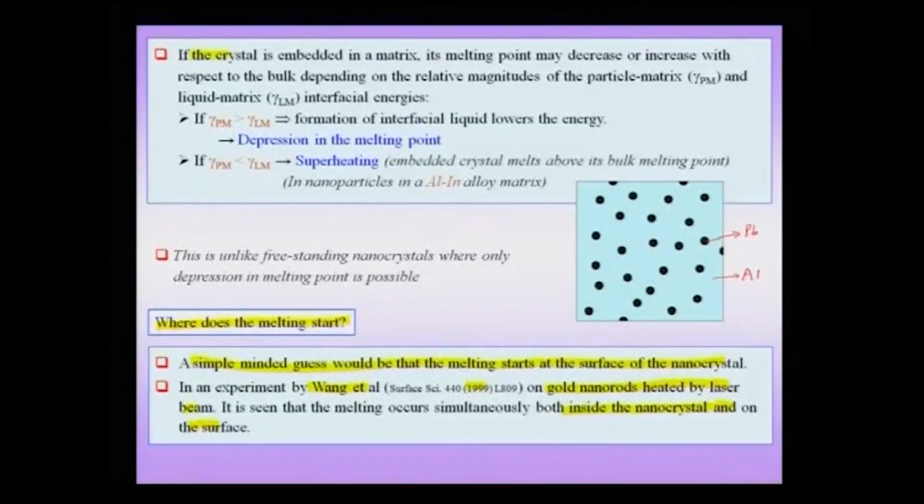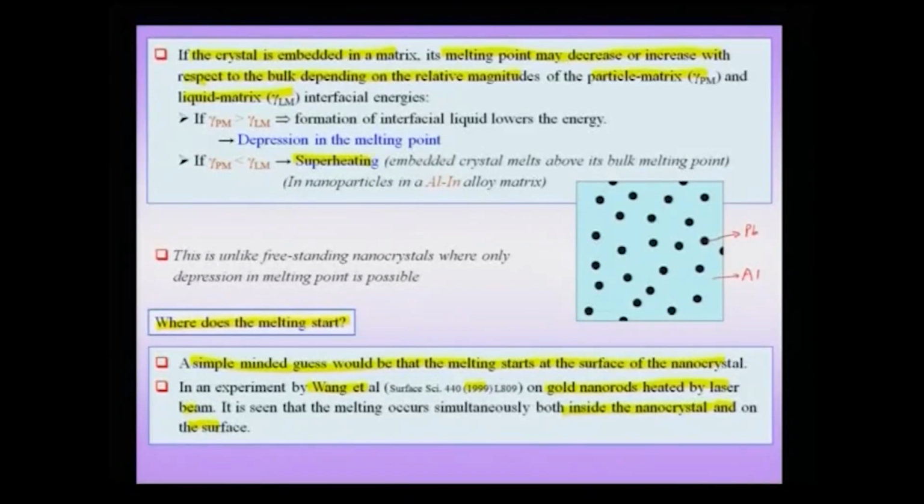So, if the crystal is embedded in a matrix, its melting point may decrease or increase with respect to the bulk, depending on the relative magnitudes of the particle-matrix, that means crystal-matrix, and liquid-matrix interfacial energies. So, now if I know the relative magnitudes of these two, the crystal-matrix and the liquid-matrix interfacial energies, I can predict, will I have a depression in the melting point, or will there be something known as superheating, which means an elevation in the melting point.